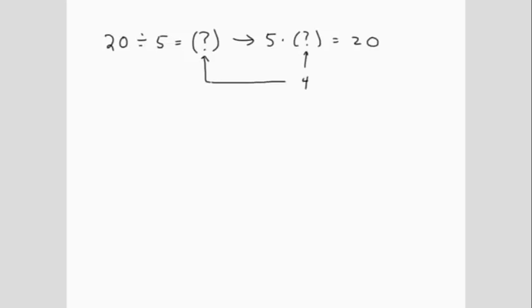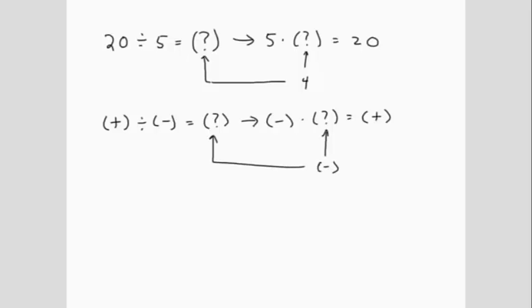Instead of thinking about this process as numbers, we can think about this process in terms of positive and negative values. What is a positive divided by a negative? In order to answer this question, we need to look at the equivalent multiplication problem. A negative times what is a positive? Well, a negative times a negative is a positive. Therefore, a positive divided by a negative must be negative.